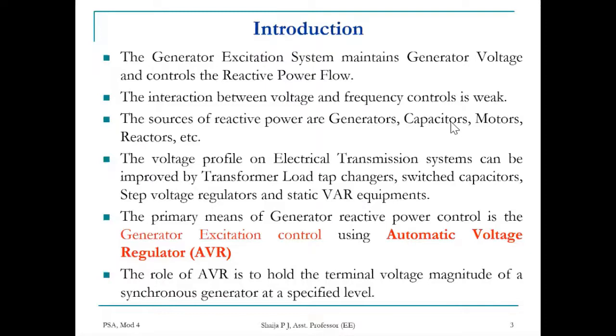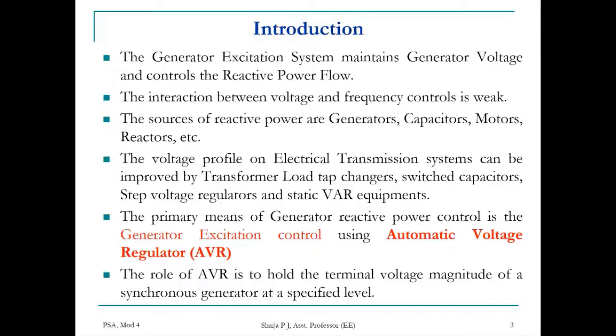static VAR equipment, etc. The primary means of generator reactive power control is the generator excitation control. That is how we can control the reactive power in a generator, simply by the generator excitation control. And that is being done with the help of AVR, or automatic voltage regulator. So the role of AVR is to hold the terminal voltage magnitude of a synchronous generator at a specified level.